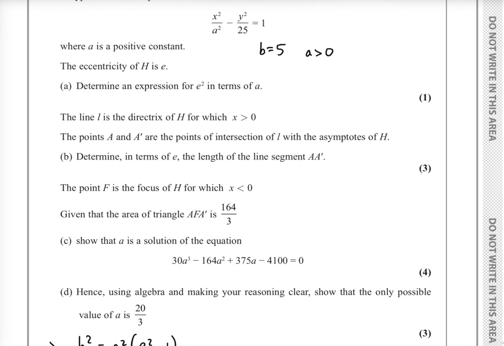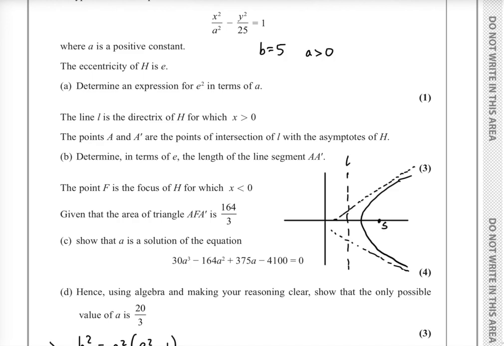The points A and A' are the points of intersection of L with the asymptotes of H. Determine in terms of e the length of the line segment AA'. Okay, I feel like I need a diagram here. So a hyperbola comes in something kind of like that, and the directrix is, say, here, and the focus S here. The directrix is line L, and it intersects with the asymptotes. Though my diagram isn't great, it looks something like this, and that's A and A'.